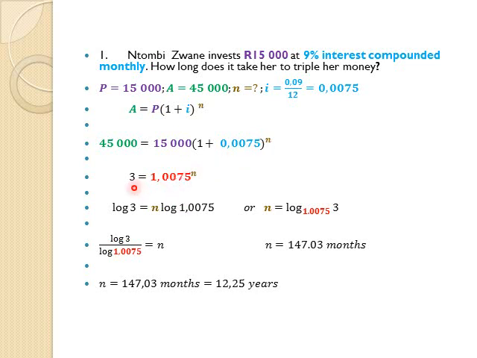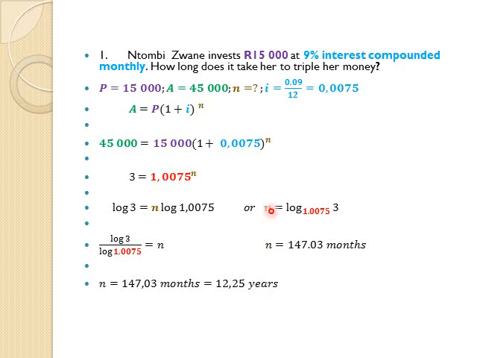Now I cannot make the bases the same to solve for n, therefore I introduce log. So this side I write log 3, that side log 1.0075, and n can be moved to the front of log. So therefore it becomes n log 1.0075. So n then is log 3 divided by log 1.0075, which gives me n equal 147.03 months. If we divide this by 12, we get 12.25 years.